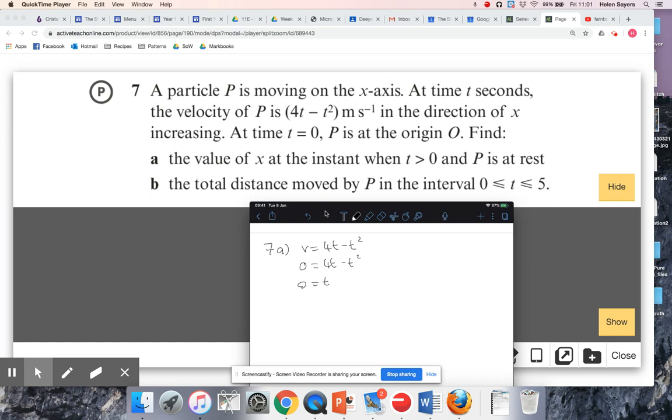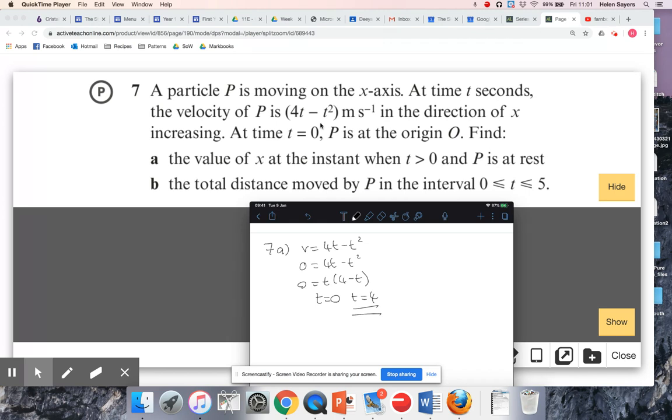So let's take t out as a common factor, and it's at rest when t is 0 or when t is 4. Okay, so if I go back to the question, it didn't say values, it just said value, but that's fine because they're talking about the point when t is greater than 0. So that's the one I'm interested in, and it wants the value of x at that point.